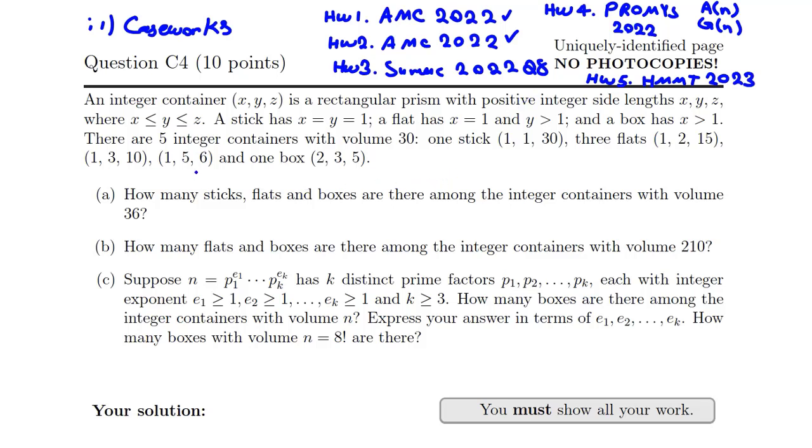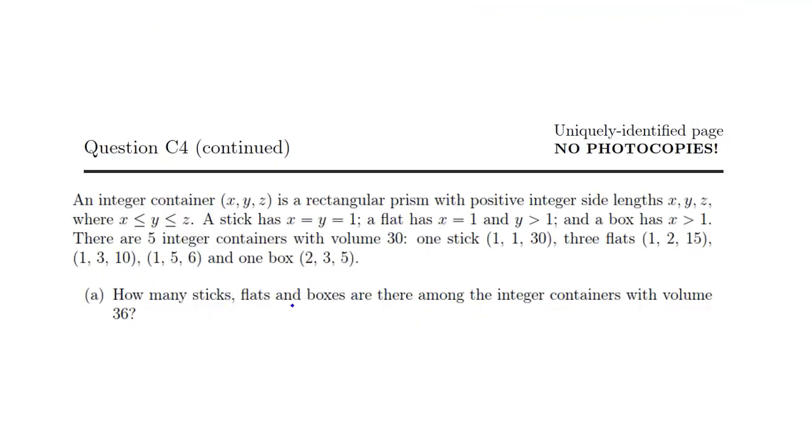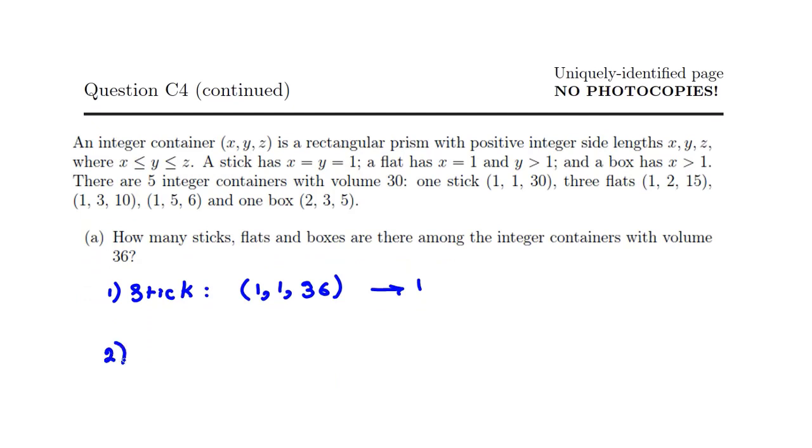Okay, so here let's see how we can apply casework. Part A. Let's solve it on a new page. Okay, for part A, the product should be 36. We consider caseworks. First case we consider is sticks. How many cases are there? We know for sticks x and y equal 1, so it is 1, 1. The product is 36, so the last one should be what? 36. So how many cases are there? One case.